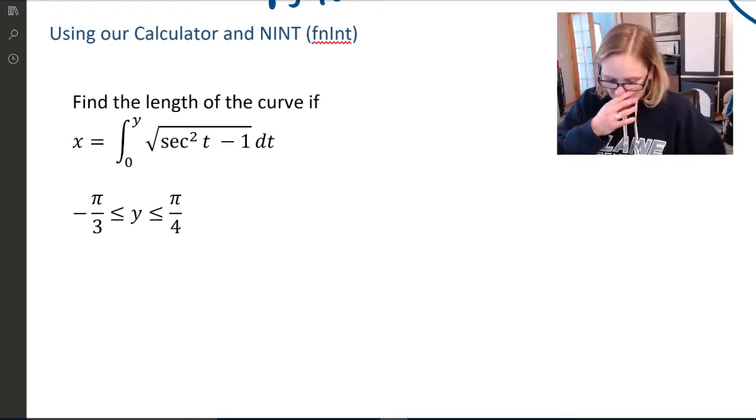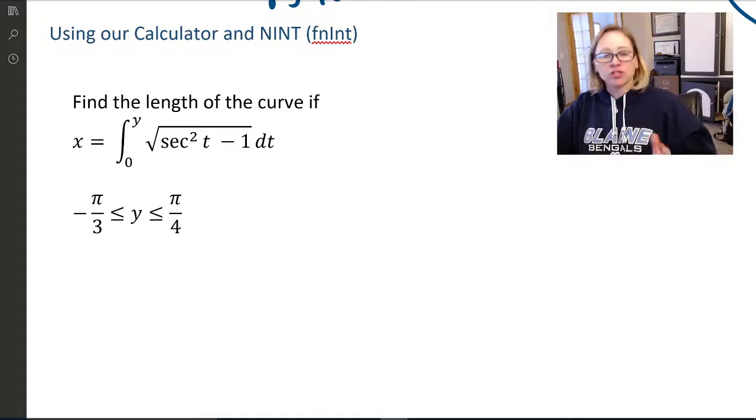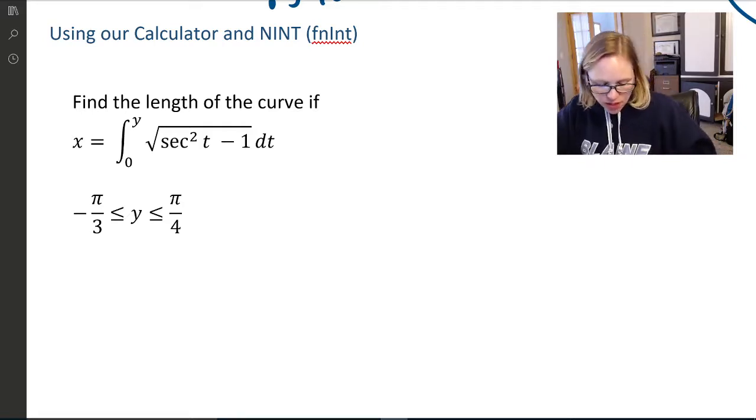Let's try this one. This is a little bit different of an example. It says x equals this function. So right off the bat, because it's x equals, I'm going to know that I'm going to use the second formula that's in y. So here we go. Find the length of the curve if x equals this.